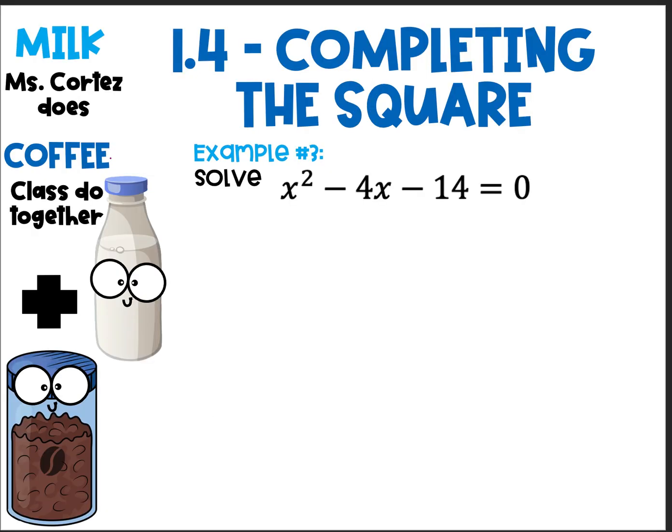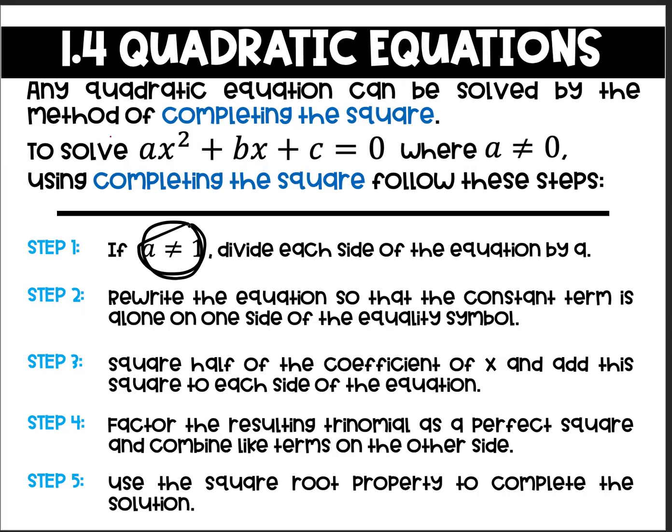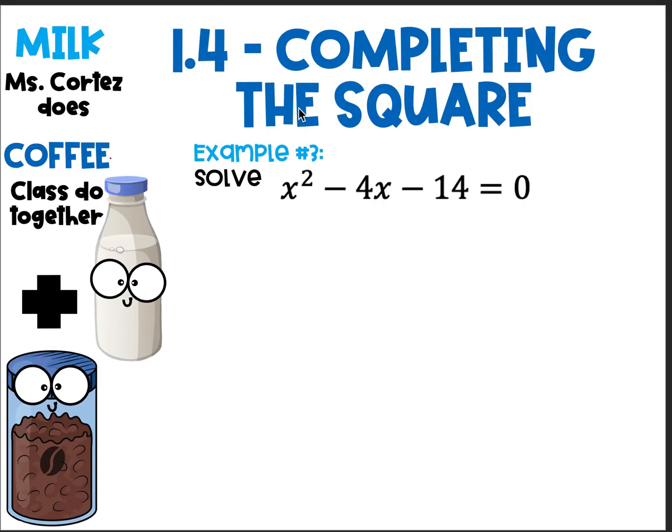Here's our first example applying the completing the square method. X squared minus 4x minus 14. As my first step, I need to check if my a is not equal to 1. In this case, after I identify my a, which is the coefficient of x squared, is 1, I don't have to do the first step. I can skip the first step. My b is going to be negative 4, and my c is going to be negative 14. Those are my a, b, and c for this equation.